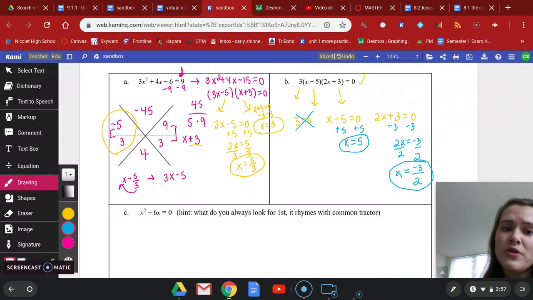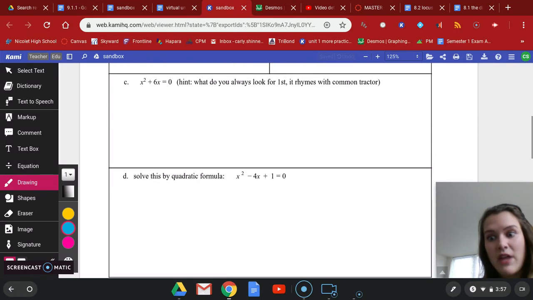One thing I want to note, you can always check your answers, and we really encourage you to do that, just by typing these into Desmos and clicking on the x-intercepts and making sure your answer is the answer on Desmos, okay? Let's work on these next 2.